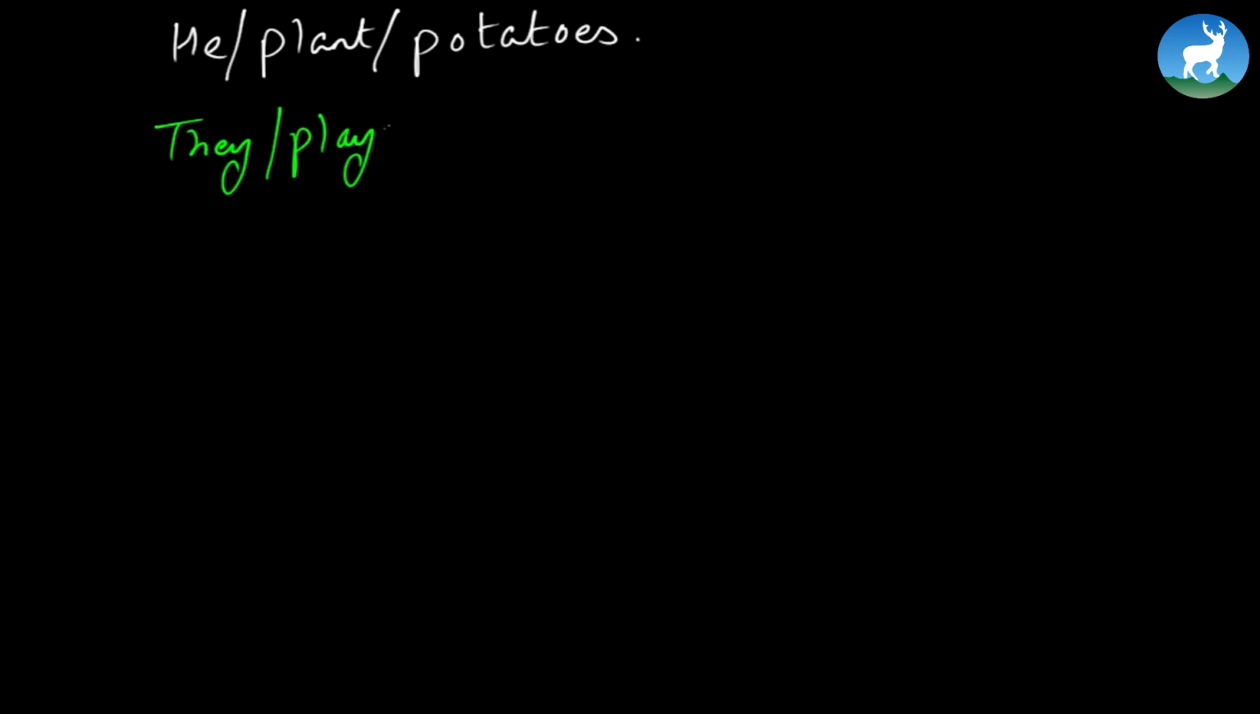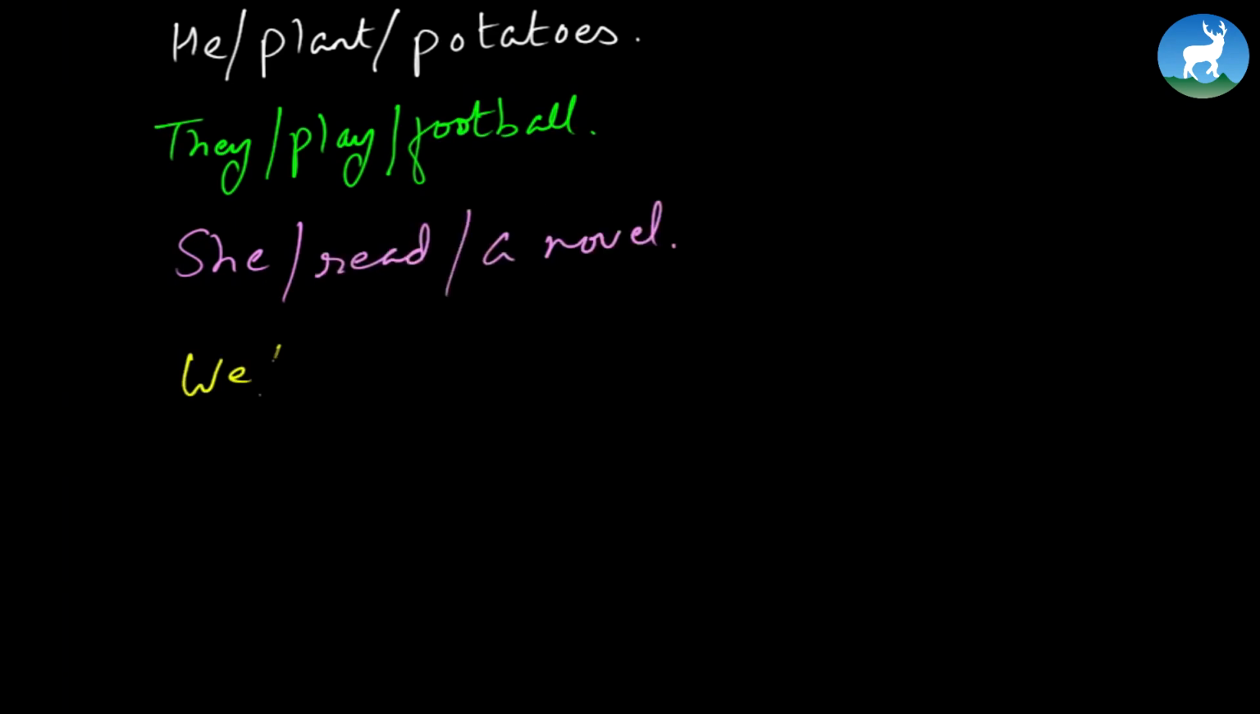Now you can work on: he, plant, potatoes. They, play, football. You can make both positive and negative sentences using past tense. See, read, a novel. We, cook, food. All right, similar sentences in past tense, in both positive and negative, just like how we had done earlier.